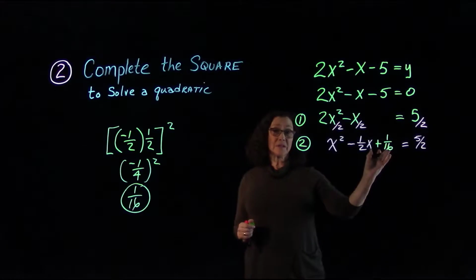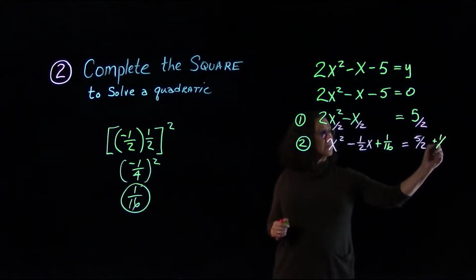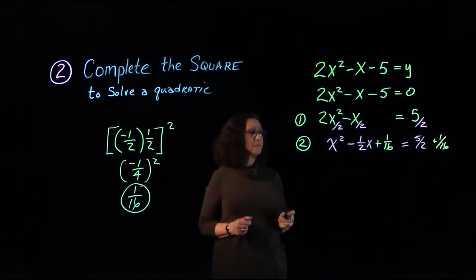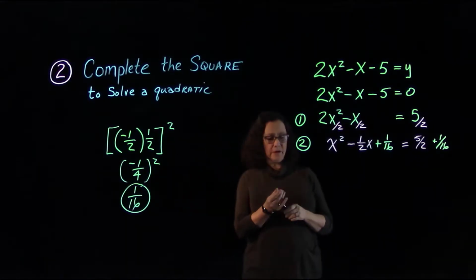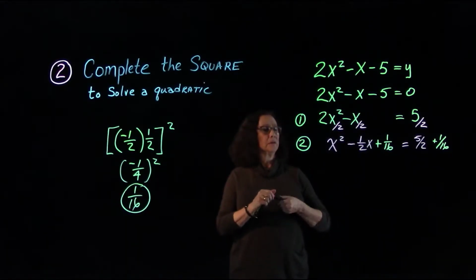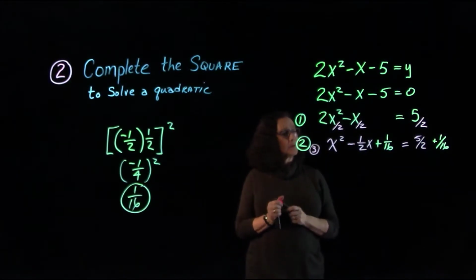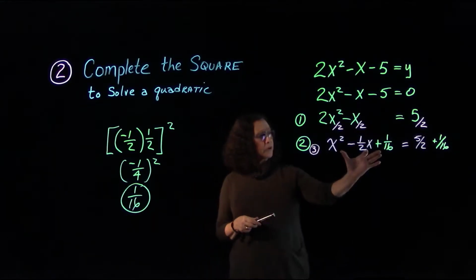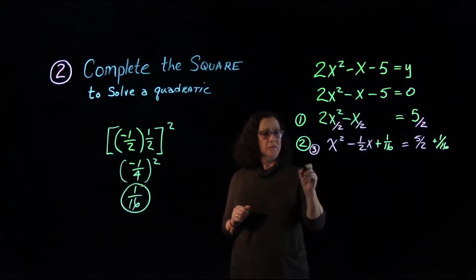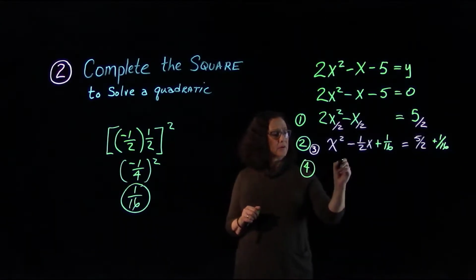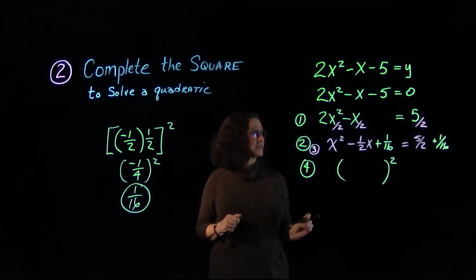If we add a number to the left side, we have to also add a number to the right-hand side. And that's that part here. Okay. So that was step 2 and step 3. Step 4 is we want to change this trinomial into a binomial. This was the whole point of completing the square, is to get to this level.